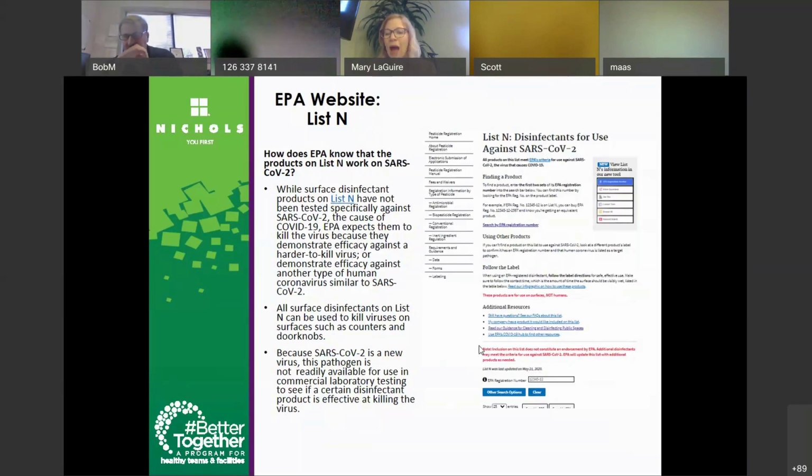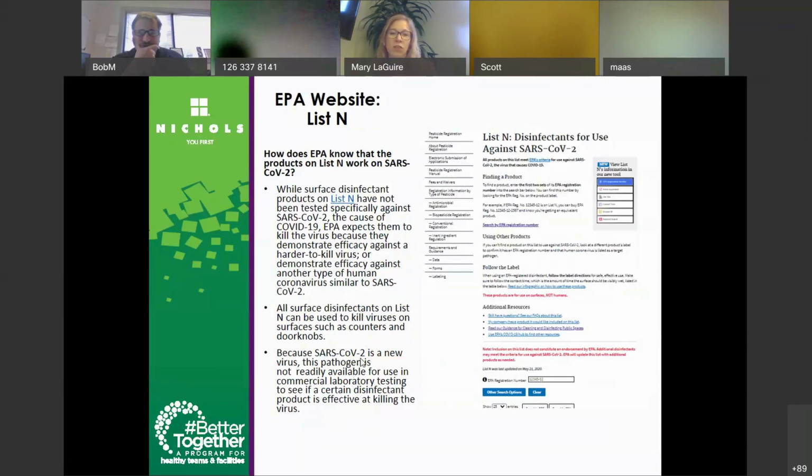So that is how they got to this List N, and it's very extensive, and they've done a good job in making it easy to where you can go right to their website, type in the product's EPA number, and it will let you know if it's approved to kill the SARS-CoV-2. And they're updating it very frequently, so you can check that at any time. All surface disinfectants on List N can be used to kill viruses on surfaces such as counters and doorknobs.